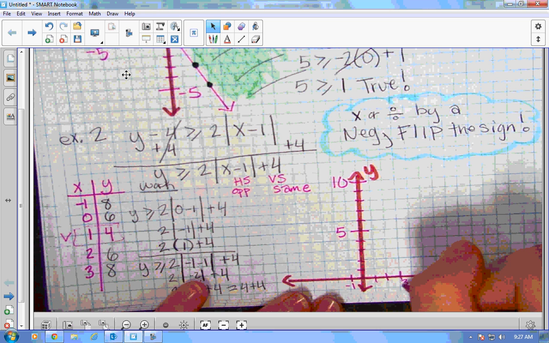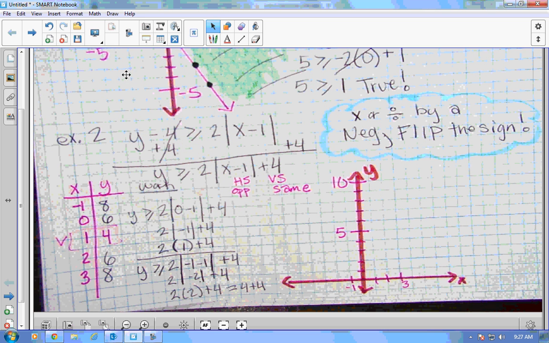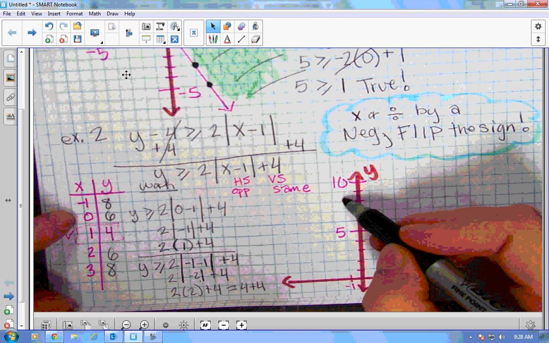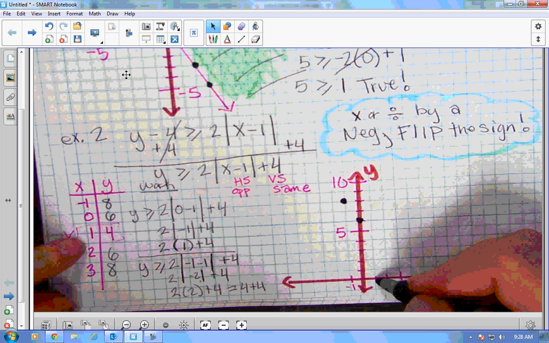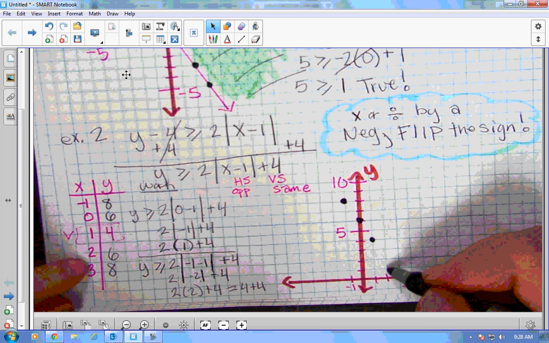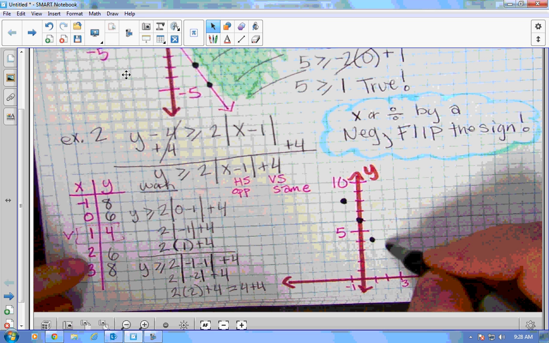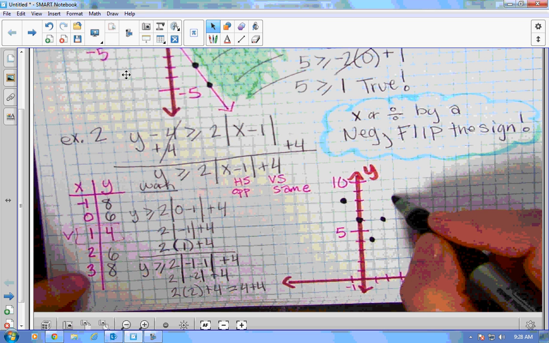And you just plot the points, but don't connect them yet because we have to determine if it is solid or dashed. So negative 1, 8, 0, 6, 1, 4. Now here you should see it turn around. To 6 it goes back up because the vertex should be the minimum point in this case. 3, 8. Now don't connect them yet.